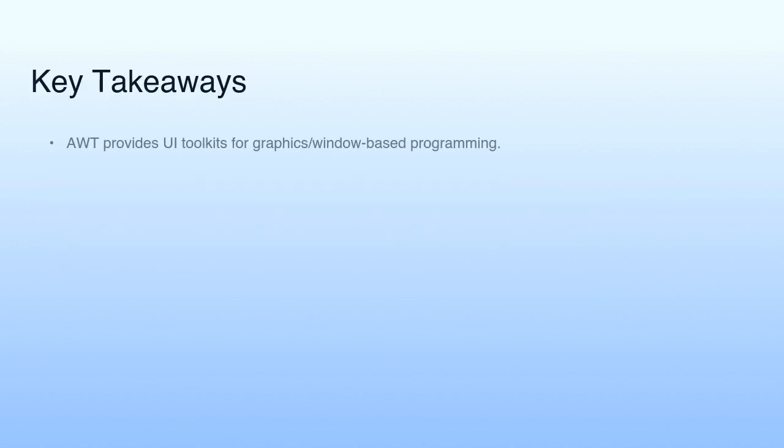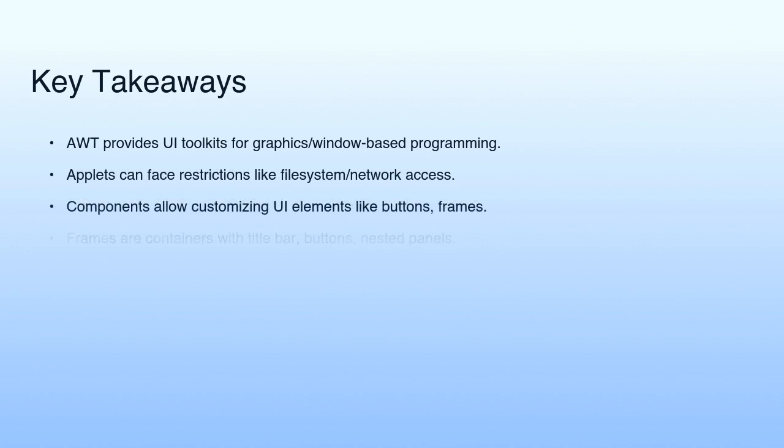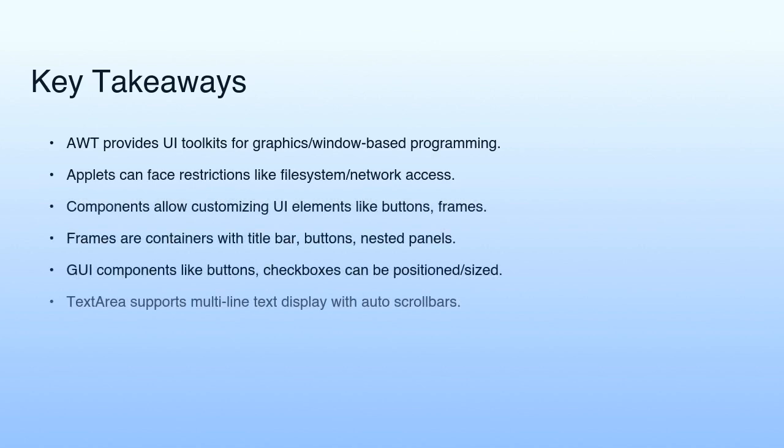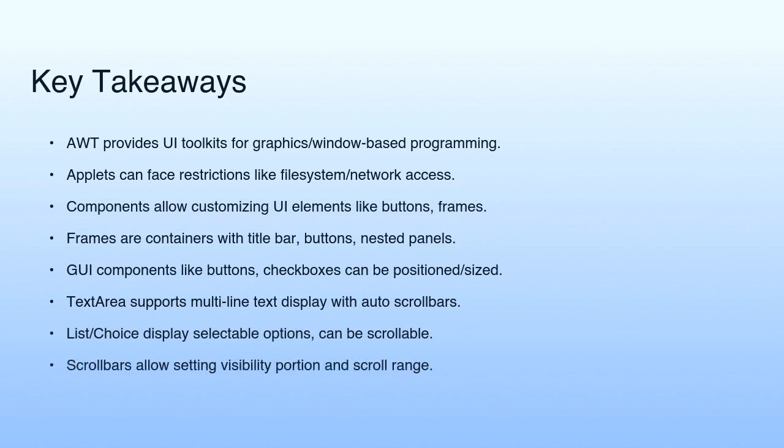In summary, AWT provides UI toolkits for graphics or window-based programming. While applets can face restrictions like file system or network access, AWT components like buttons, frames, and panels allow customizing UI elements. Frames are containers with title bars, buttons, and nested panels. GUI components like buttons and checkboxes can be positioned and sized. The text area supports multi-line text display with auto scrollbars. List and choice display selectable options and can be scrollable. Finally, scrollbars allow setting the visibility portion and scroll range.